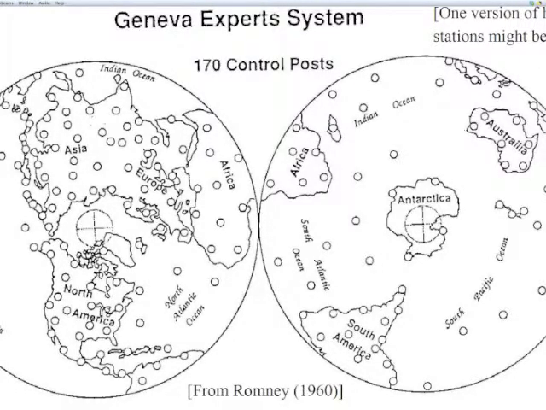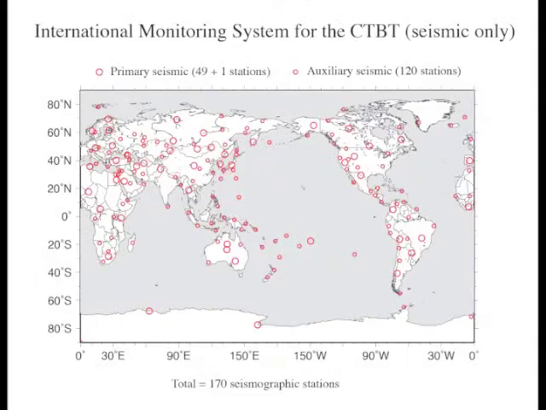Okay. So you see a conceptual version of the 170 control posts, which quite remarkably, 50 years later, we have more or less today in the international monitoring system of the CTBT, seismic only, where the total, first of all, for a primary network of 50 stations, all the time with data being scrutinized, is supplemented by another 120 stations whose data can be interrogated to clarify anything that the primary network brings to the attention of analysts at CTBT headquarters in Vienna.